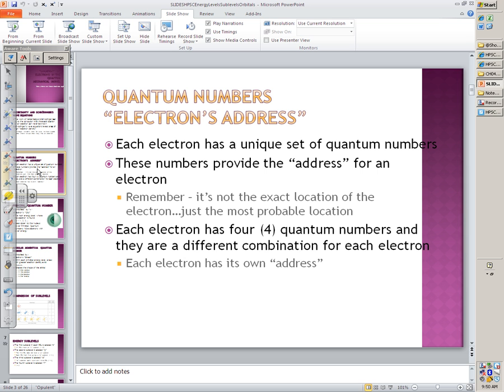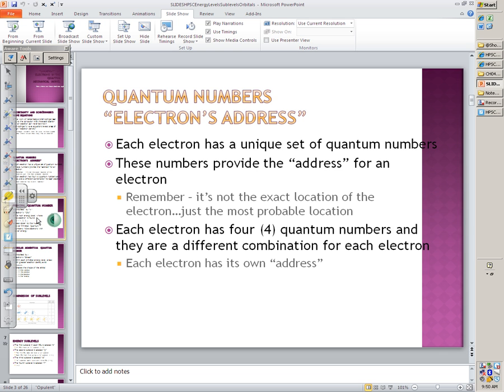Remember, these are not the exact location of electrons, but the most probable location. And we're trying to distinguish those probable locations from other probable locations with this set of 4 numbers. Okay? Good there? All right.